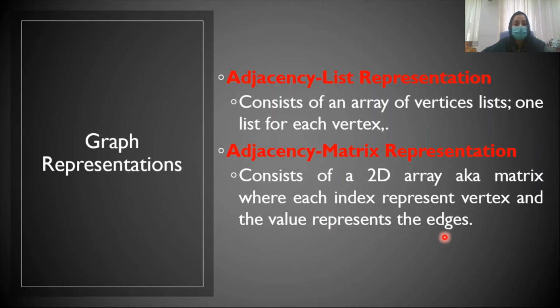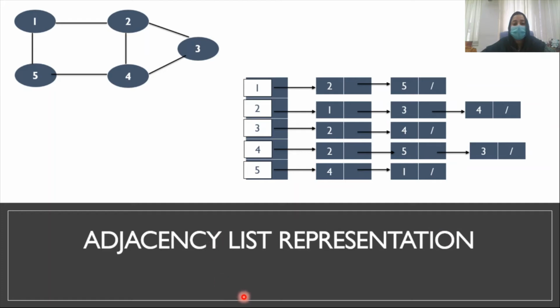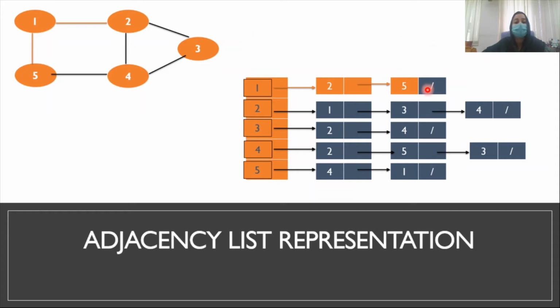So let's see an example of both. Here, adjacency list representation. I have a certain graph whose vertices are 1, 2, 3, 4, 5, and then we have certain edges. For example, from 1, we have an edge that is going to 2. Then we have another edge leading to 5, and there is no other edge going from 1 to some other vertex, so we put a slash. That means here is the end of the list of edges of vertex 1. Similarly, we will keep repeating this step for all the other vertices.